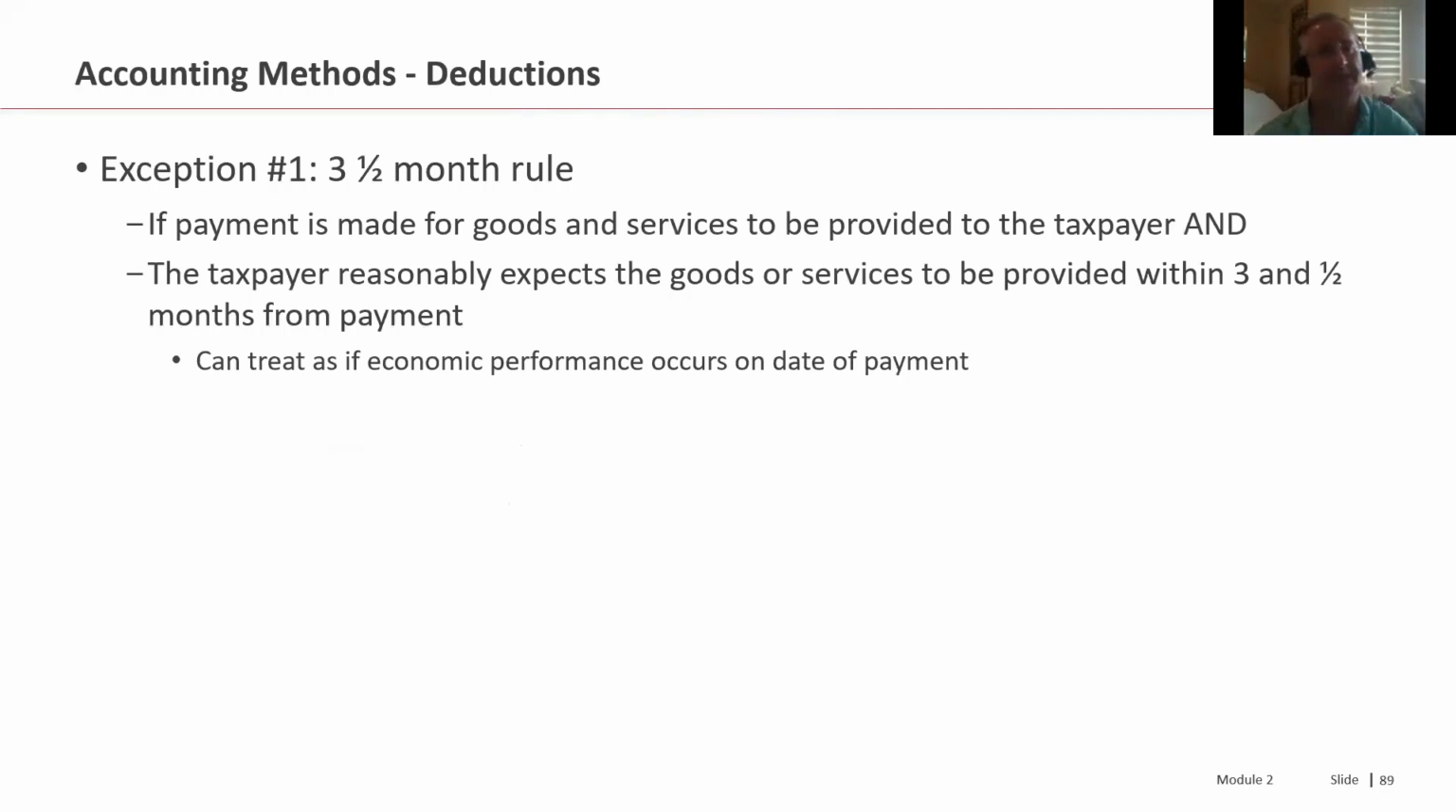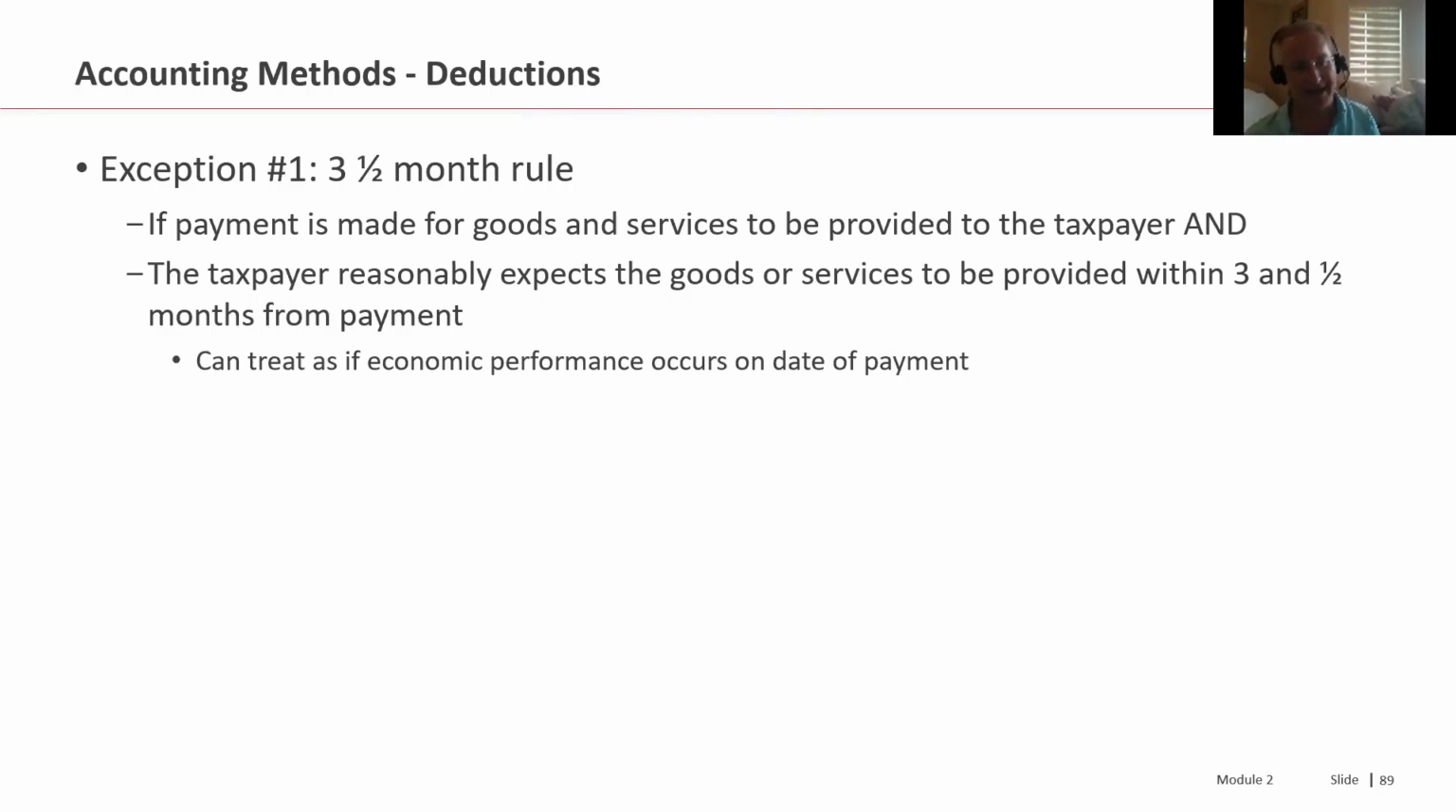So the first exception is the 3.5-month rule. The 3.5-month rule says if payment is made for goods and services to be provided to the taxpayer. Okay, so let's make sure we understand the limitations on this exception. Has to be for goods and services, has to be provided to the taxpayer, and the taxpayer reasonably expects those goods and services to be provided within 3.5 months of the payment.